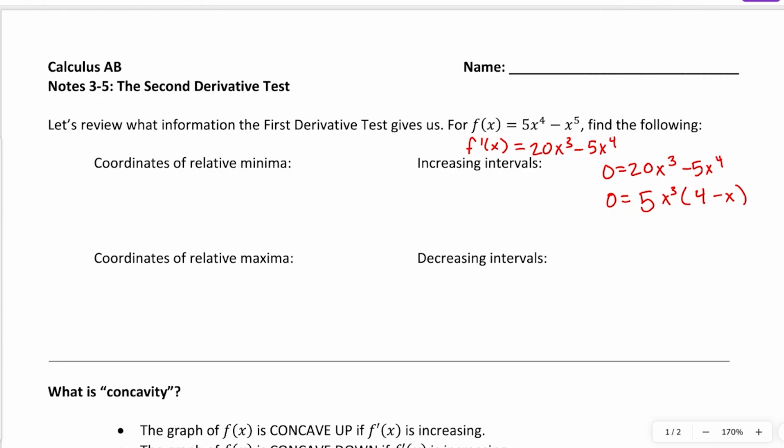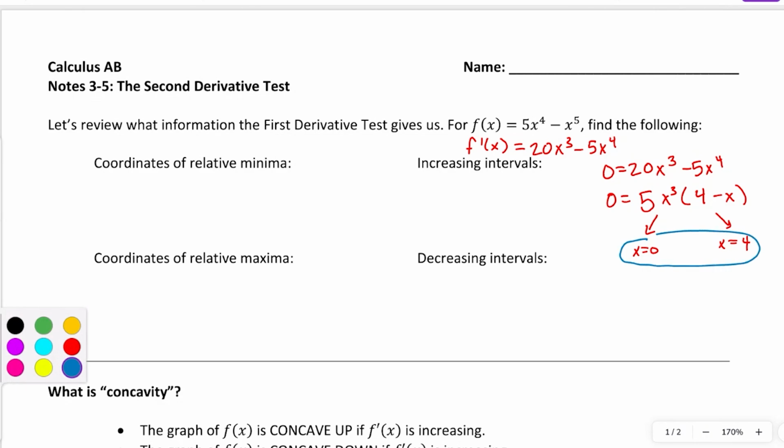So where are the two critical values here? What x values make this equation 0? Yeah, 4 and 0. So these two numbers are our critical values, and these are locations where we potentially have a local extreme. So these two right here are our critical values.